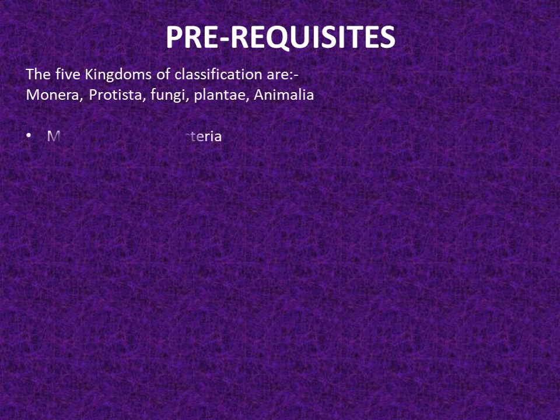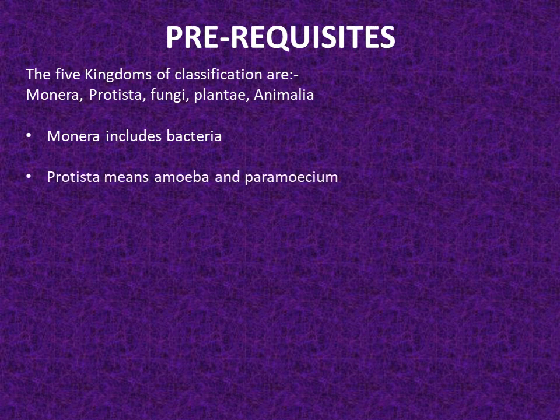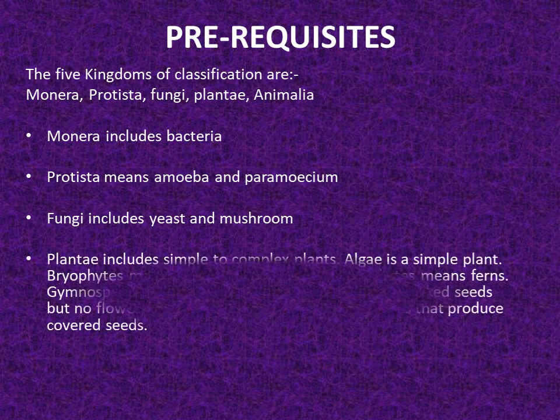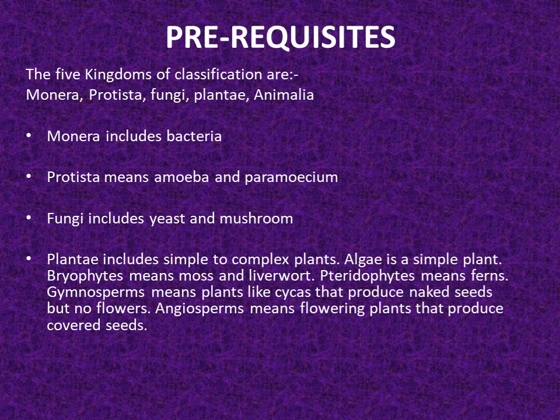Prerequisites. The five kingdoms of classification are Monera, Protista, Fungi, Plantae, Animalia. Monera includes bacteria, Protista means amoeba and paramecium. Fungi includes Eastern mushroom. Plantae includes simple to complex plants. Algae is a simple plant. Bryophytes means moss and liverwort.